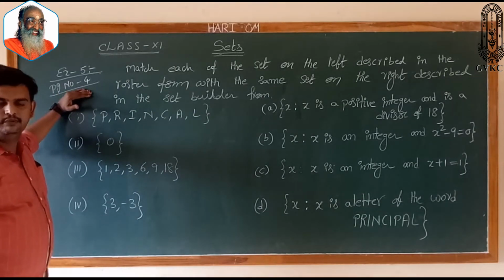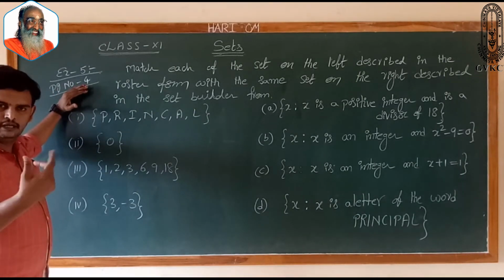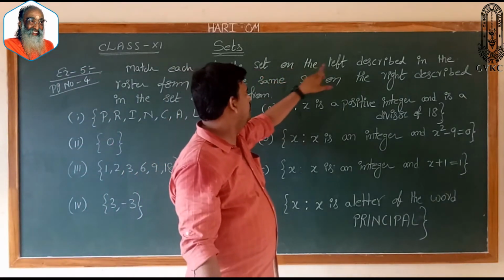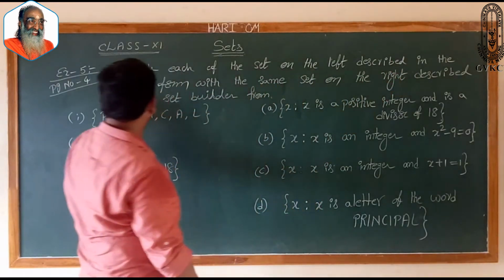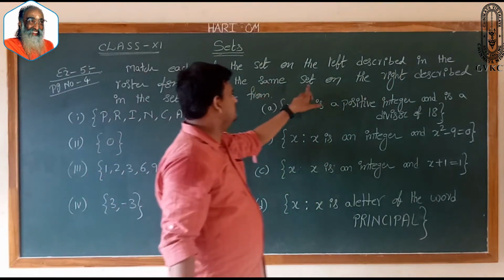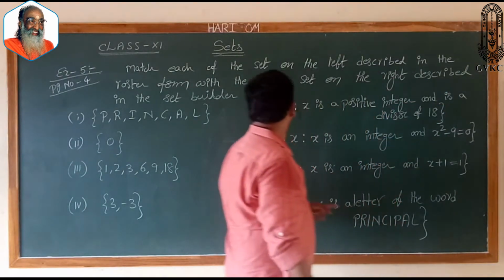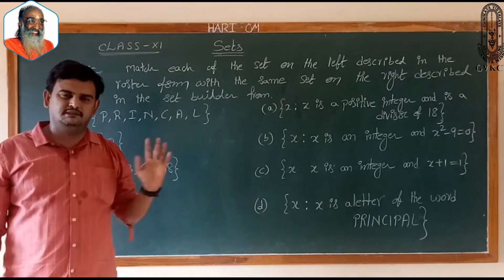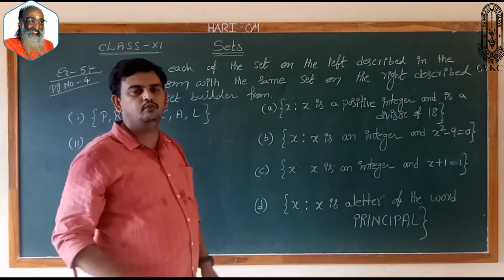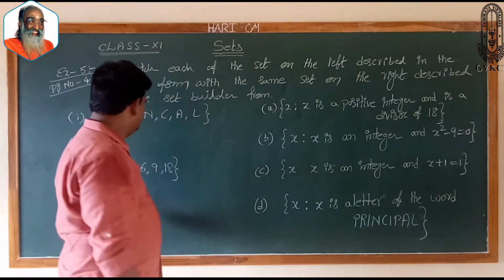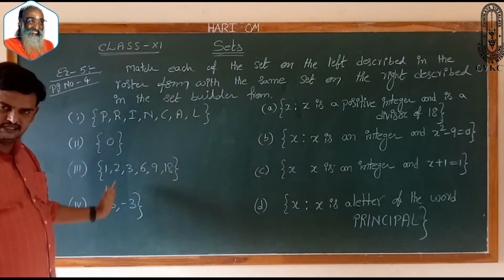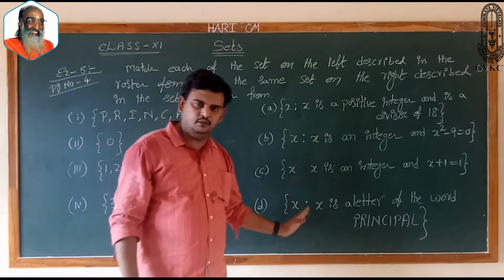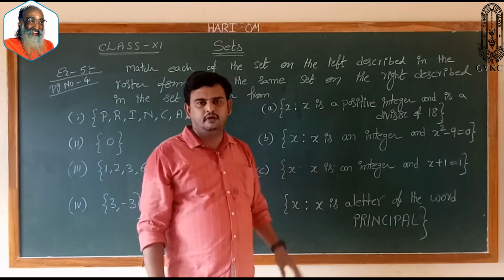Here we have example number 5 in another different model. Match each of the sets on the left described in the roster form with the same set on the right described in the set builder form. A simple question. Simply they ask us to match. What do we need to match? Here we have 2 columns. On the left hand side, we have roster form. On the right hand side, we have set builder form.